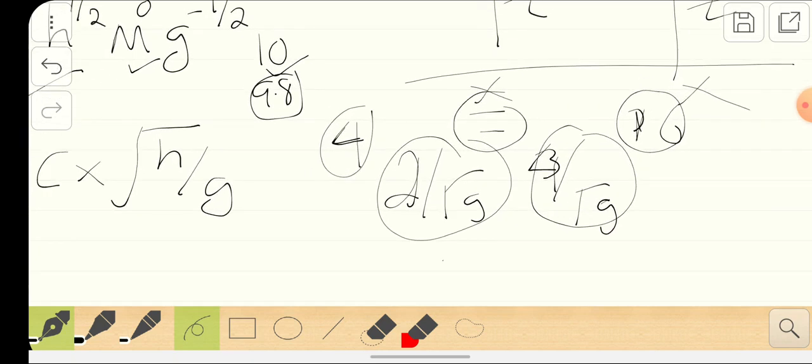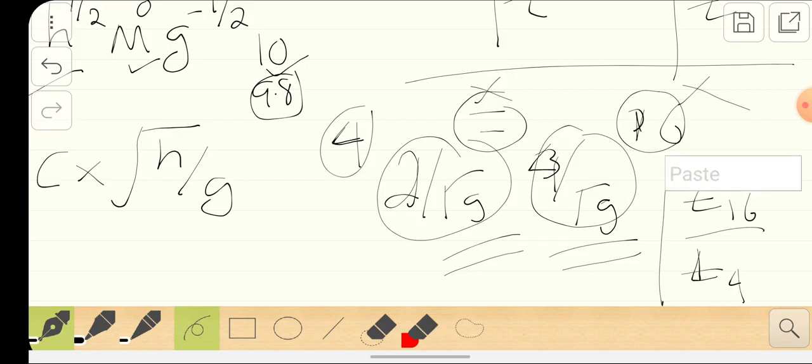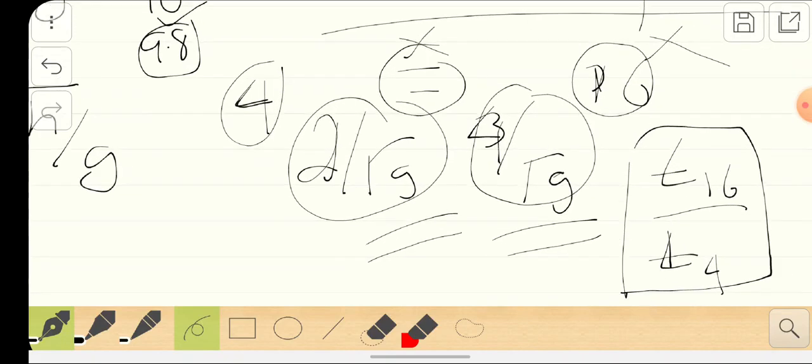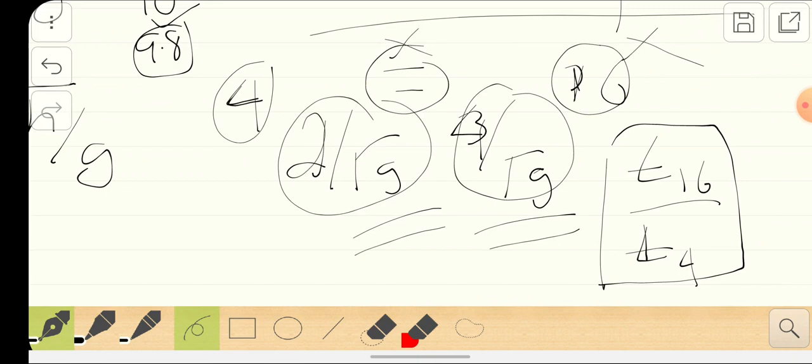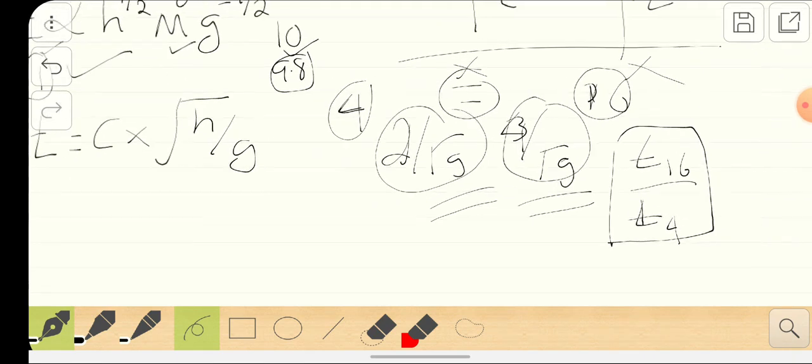So we know the ratio of time for 16 meters to 4 meters without actually doing any more than dimensional analysis. So we know that ratio, straightforward, right? It's easy, right? It's right there.